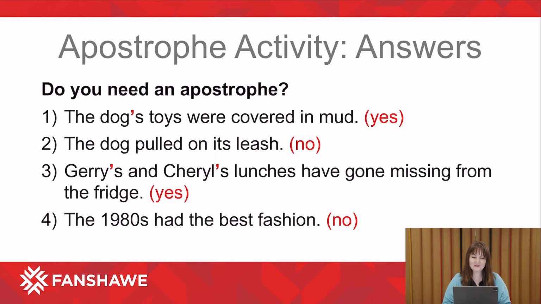So these are the answers to the sentences. You can see in the first sentence for the dog's toys, because the toys belong to the dog, there is an apostrophe S there. If there were more than one dog, then you would have the apostrophe after the S. So to show that it's dogs, plural, and then you would just have that apostrophe. But because I chose to think there is just one dog, then there's the apostrophe after the G before the S.